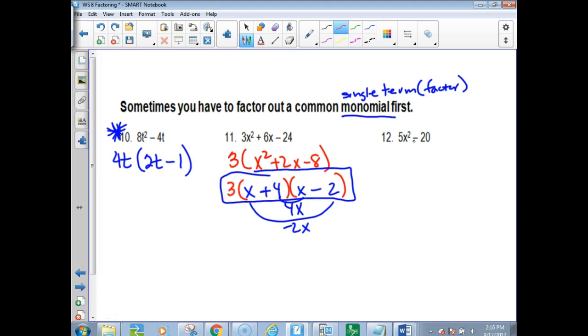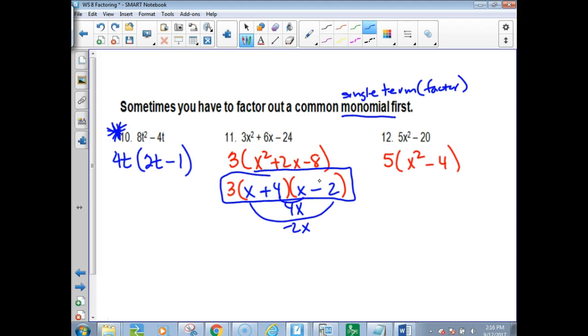So this one, you can divide 5x squared minus 20 by 5. So we're going to factor out a 5. That would leave us with an x squared minus 4 in the parentheses. Now this is a difference of squares and is factorable. This is a special case.